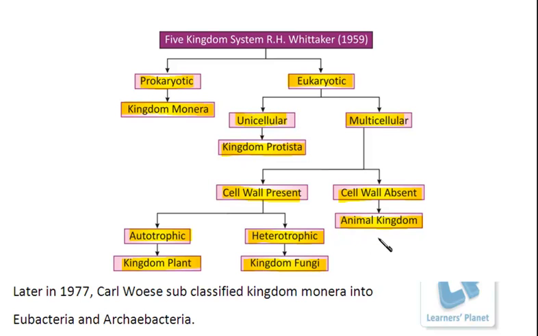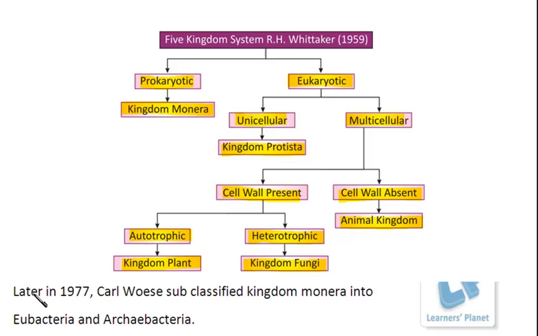Of course, the kingdom Animalia has the heterotrophic mode of nutrition. So now you can see how these organisms were classified into 5 kingdoms. What are the 5 kingdoms? Monera, Protista, Fungi, Plantae, and Animalia.